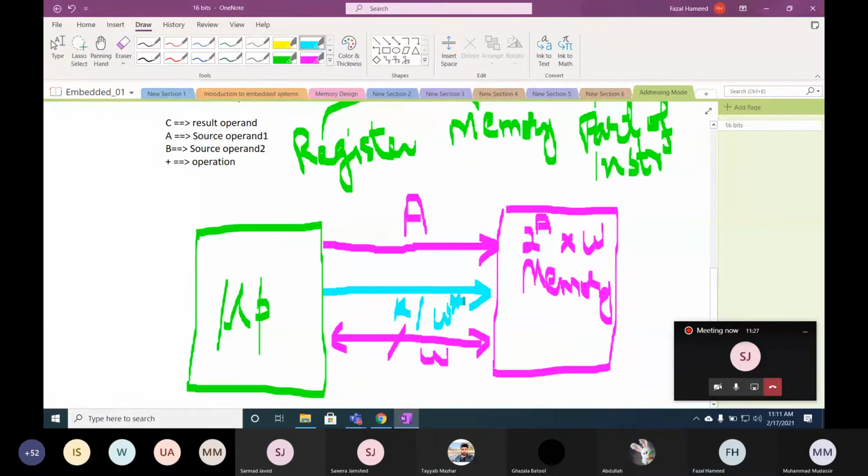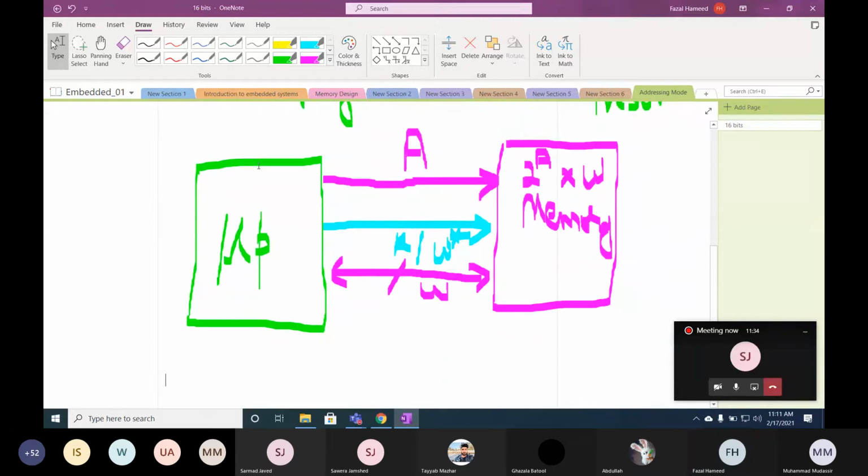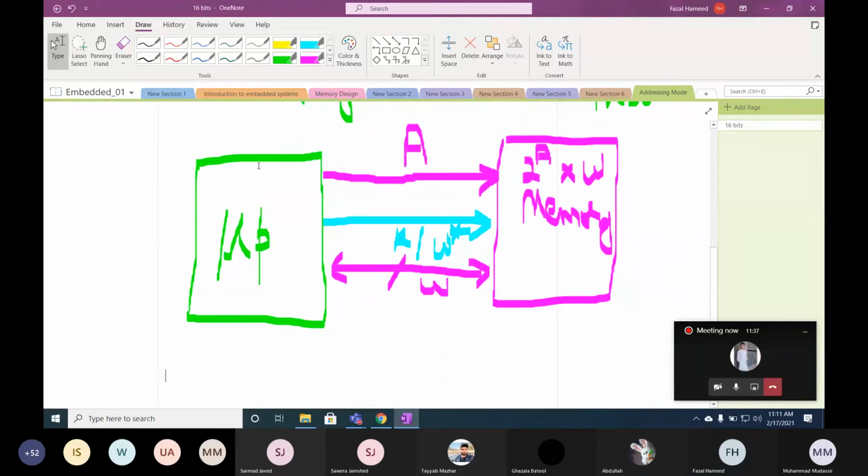What's the purpose of read write bar? जी बेटा. What is the purpose of read write bar? To enable read or write operation. Okay, so read write bar signal will determine whether it's a read operation or a write operation. It will determine the direction of the data, either from memory to microprocessor or from microprocessor to memory.